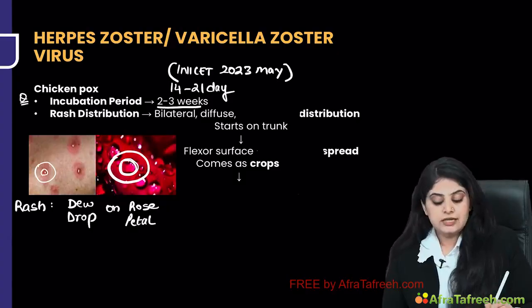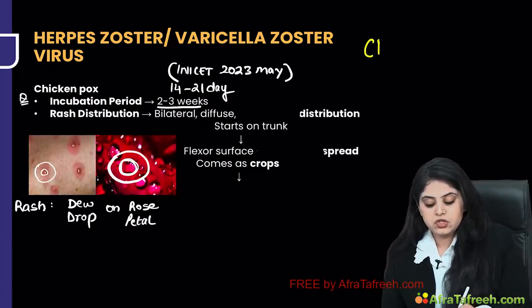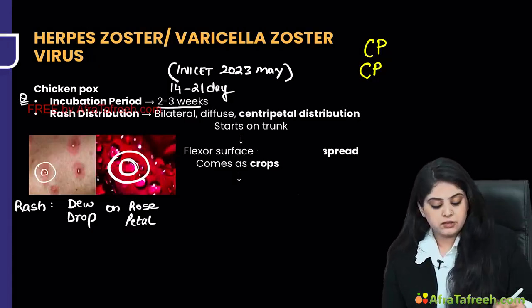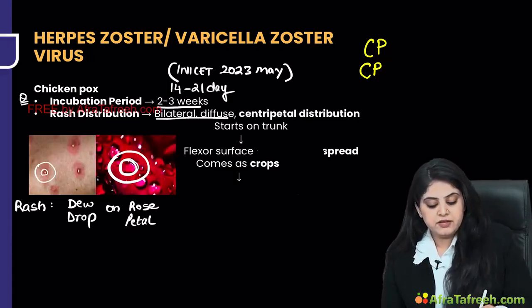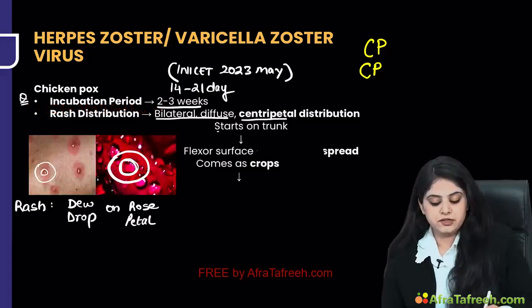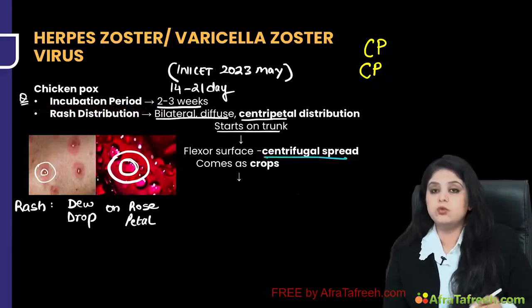But I have learned "CP mein CP." What is CP mein CP? It means that in chickenpox, CP, the rash will start centripetal. So they will ask you where the rash occurs. Centripetal means on the trunk. It will first start on the trunk and then it will go to centrifugal spread. Centrifugal means it is going to go out.